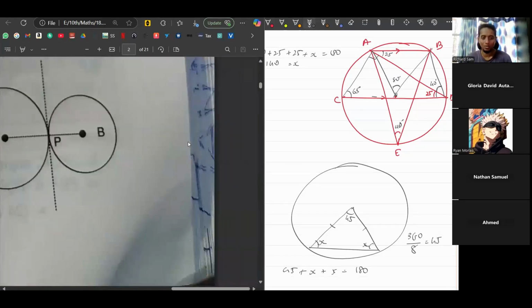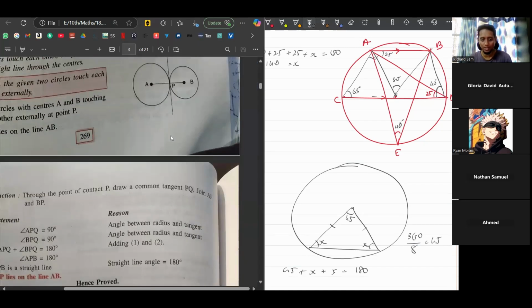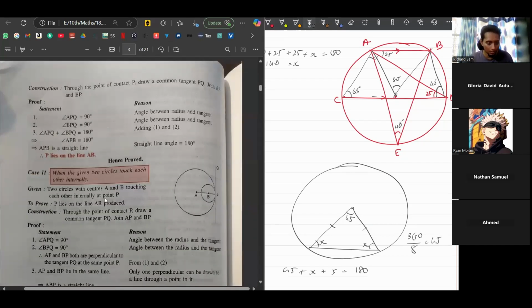Then what does this theorem state? A line joining the two centers of both the circles will pass through the point where the two circles touch each other. Now this is if the two circles are external to each other. And this is if one circle is inside the other circle, internal. Here also the same property is used. If A and B are the centers, and I draw a line joining A and B, it will pass through the point where the two circles meet each other.